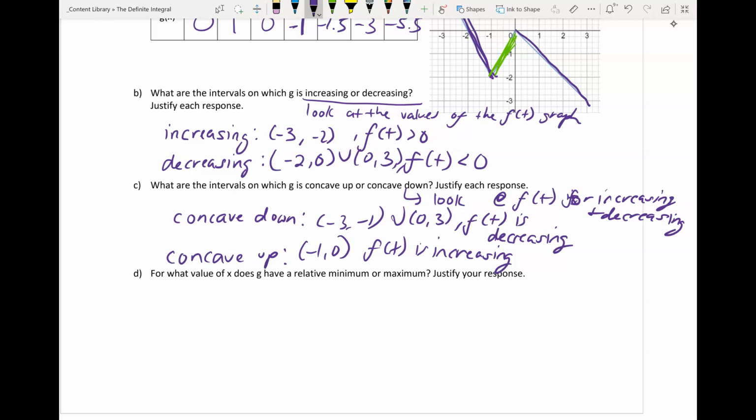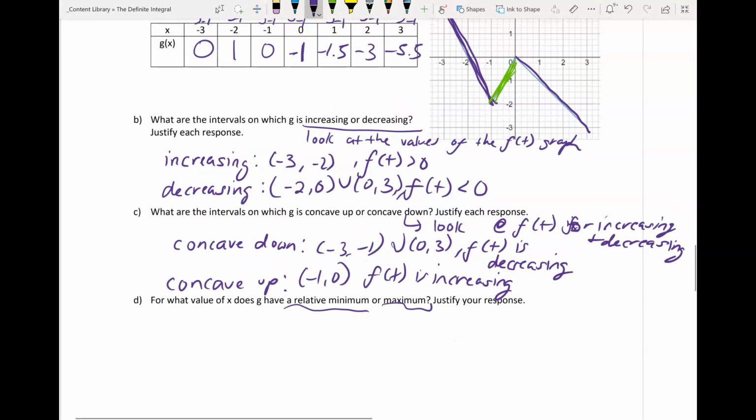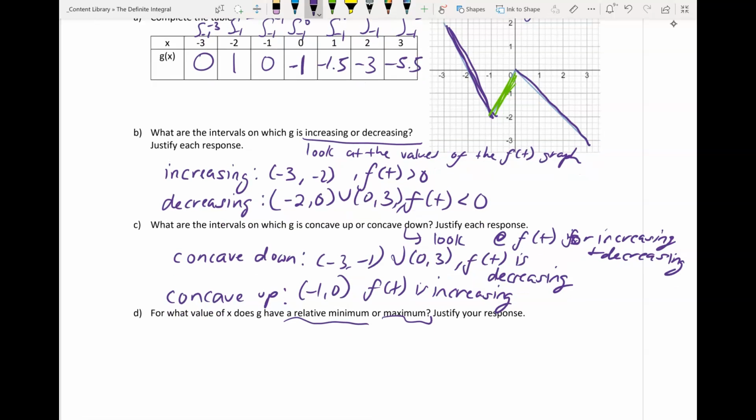To look for values of G, to find the max and min, we're going to see when f of t changes from positive to negative. So that occurs at only one place, at x equals -2. And that would be our max, because we're going from positive to negative.